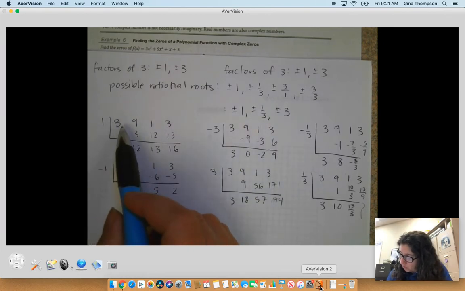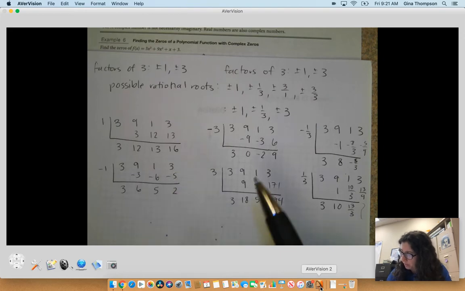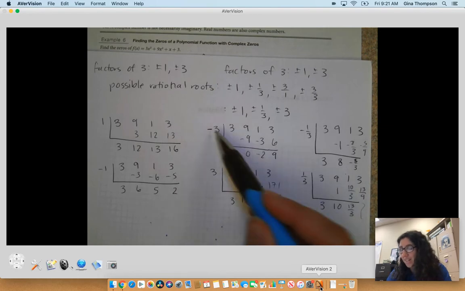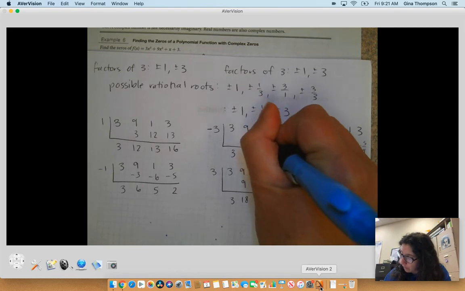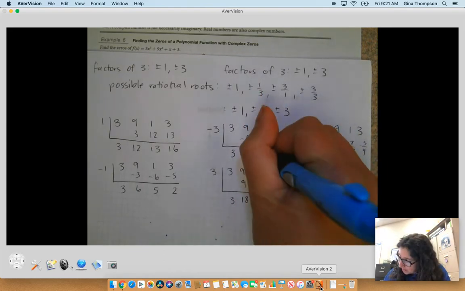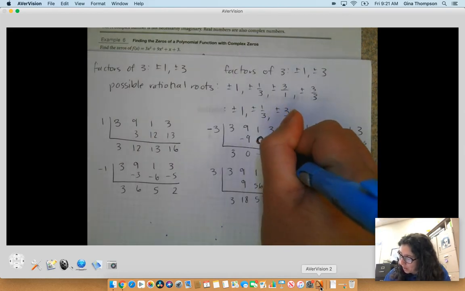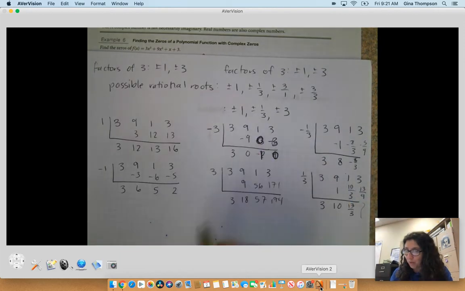Okay, let's try one. Let's try this -1. This one looks like it. Maybe I made a mistake. -3, 6, -6, 5, -5, 2. Nope. All right, let's try this one. 3, -9, 0. Oh, I did make a mistake. 3 times 0 is not -3. 3 times 0 is 0. Okay, so now we add this, and we get 1. -3 times 1 is -3, and this is 0. Okay, well, we got lots of practice in synthetic division. But now we know that -3 is a 0.